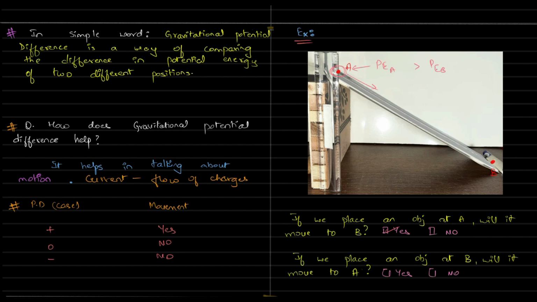So what will be the potential difference? Will it be a positive value or negative value? Here the potential difference between A and B is positive. And so we see a movement. So the answer is yes. Next question. If we place an object at B, will it move to A? Answer is no. Why? Clearly, potential difference between B and A is negative. That is, if we subtract potential energy at B minus potential energy at A, we'll get a negative answer.